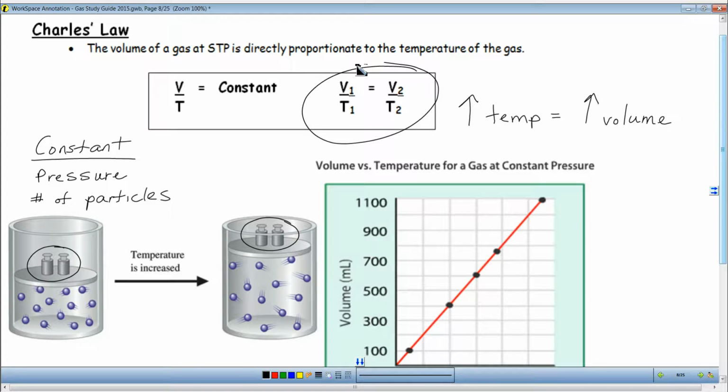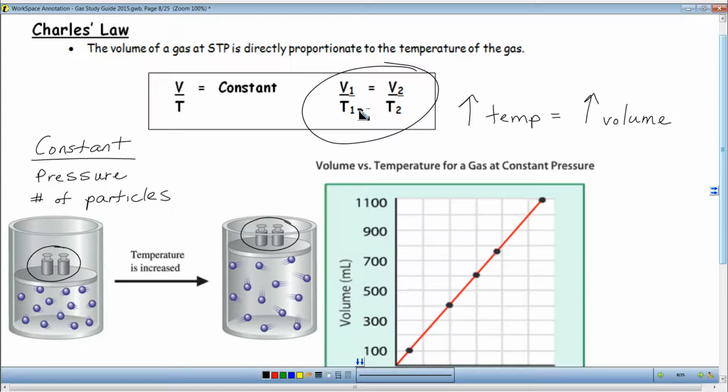V1 over T1 equals V2 over T2. And again, V1 and T1 are your initial conditions, your initial volume and temperature. V2, T2 are your final conditions. I remember that if it's a directly proportional relationship, the variables will be directly on top of each other in the little equation. For any set of conditions, if I take the volume and divide by the temperature, I should get a constant. And so I can set two sets of conditions equal to each other.